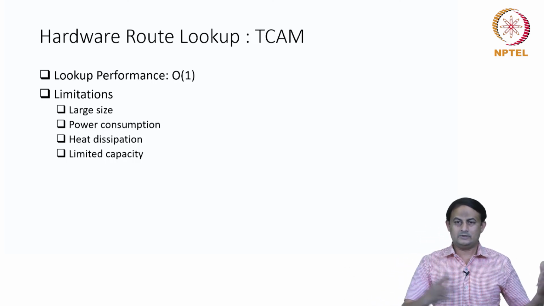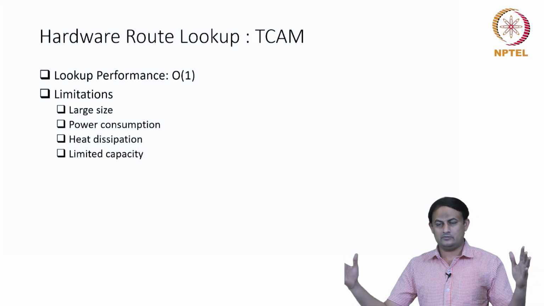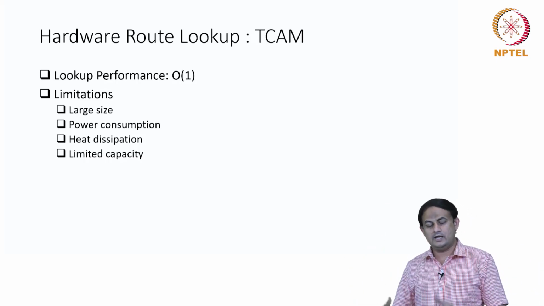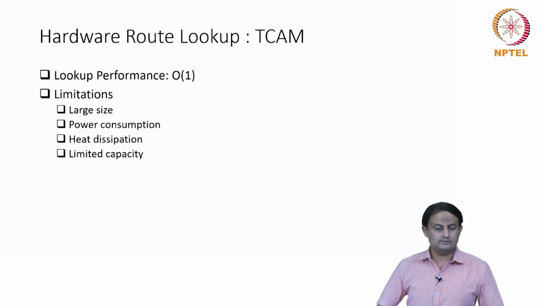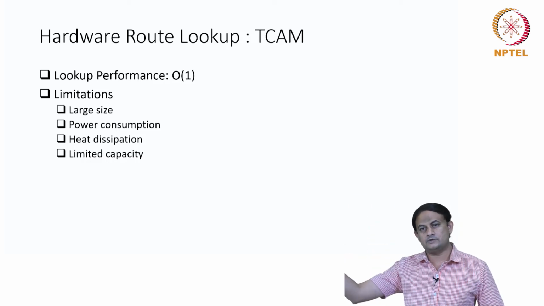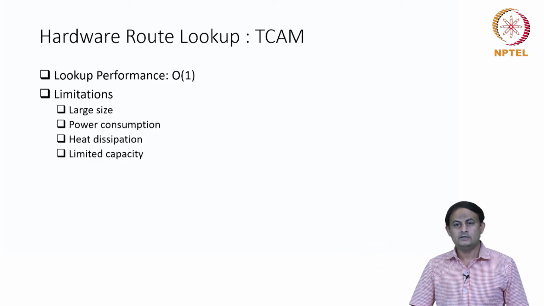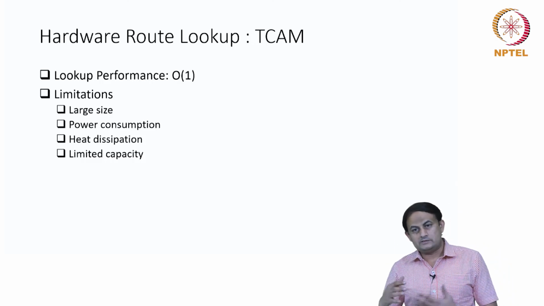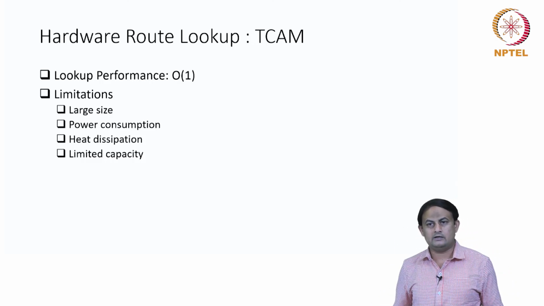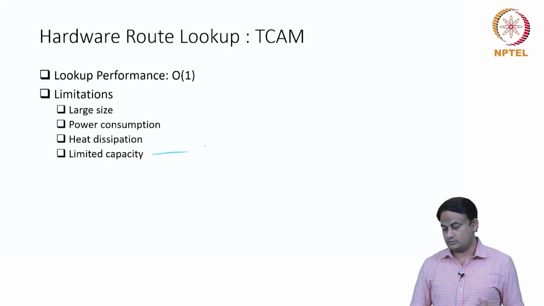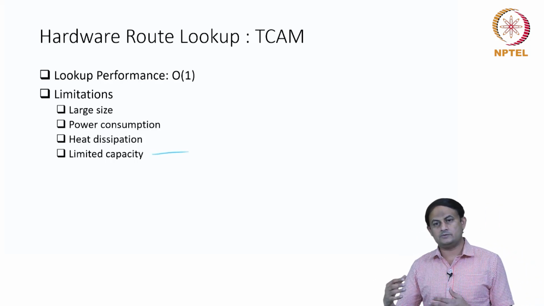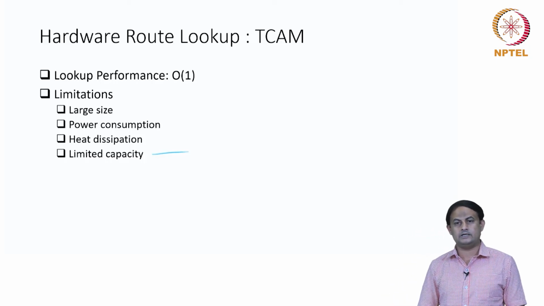So first of all, it requires large size, and then it's actually drawing more power, and in addition to that, it is adding more power consumption in terms of the cooling equipment. That's why, because of these three reasons, the practical chipsets that are available for the TCAM memory are very limited in capacity. So you may not be able to find TCAM chips which can accommodate all the prefixes that are available inside your routing table.